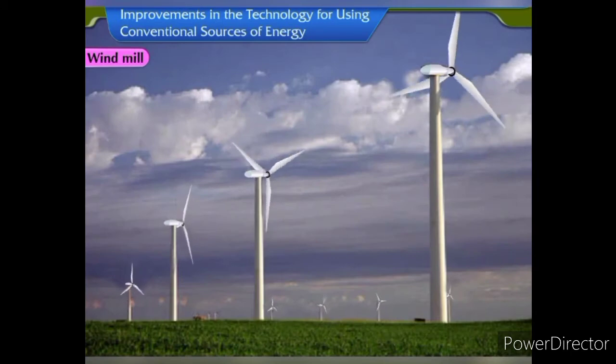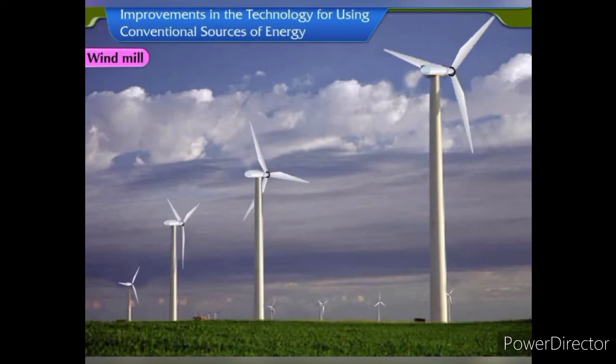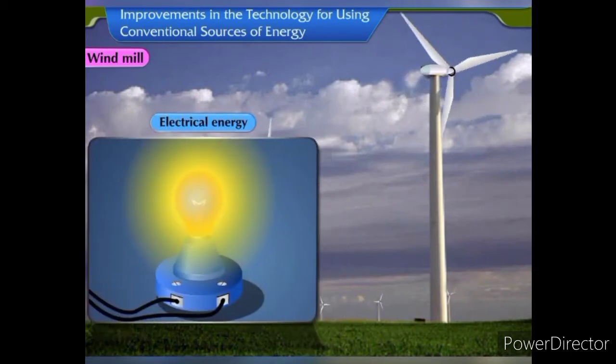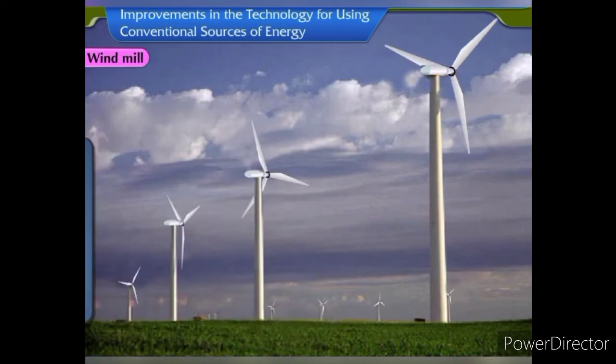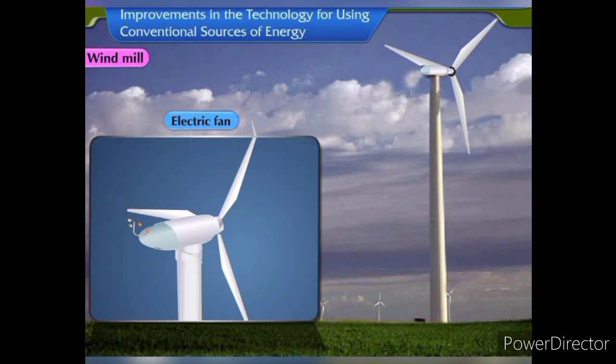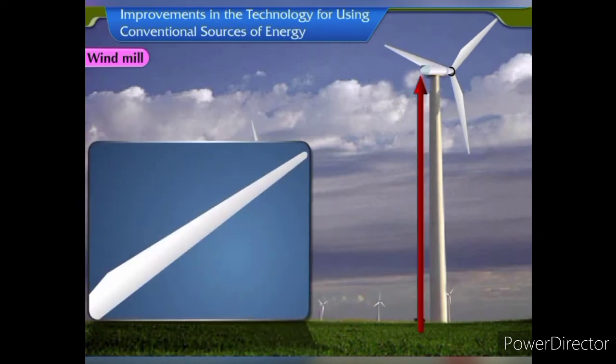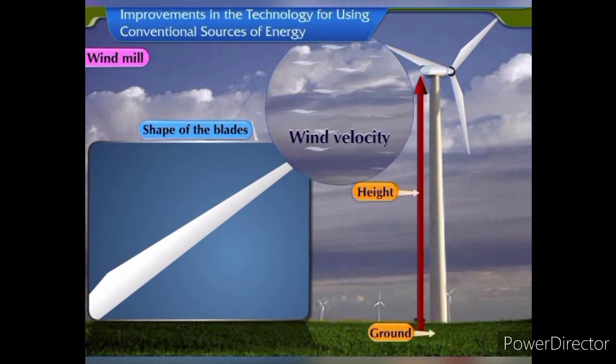Have you seen a windmill? A windmill is the equipment which converts wind energy into electrical energy. It has a structure similar to a large electric fan. It is erected at some height on a rigid support. The blades, the shape of the blades, and the height of the windmill from the ground are decided on the basis of the wind velocity.